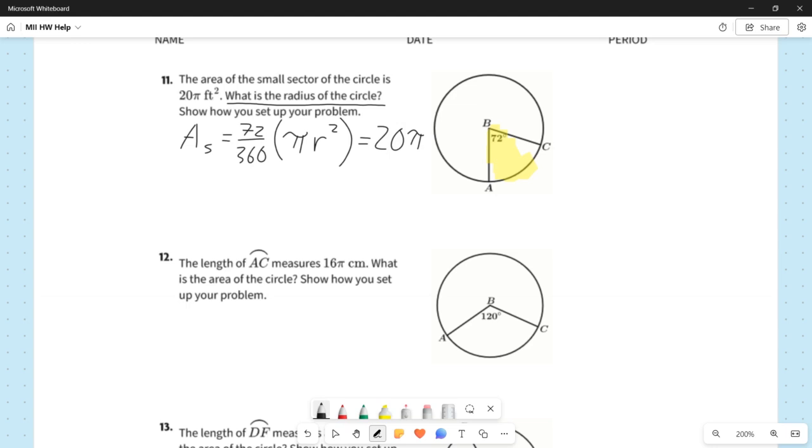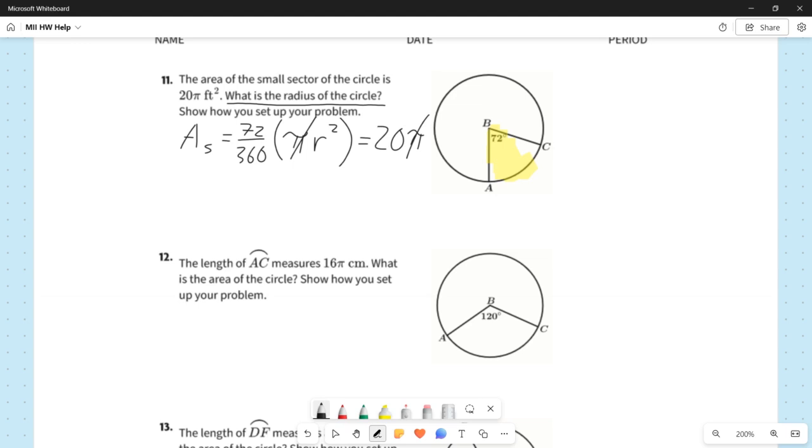Okay. So right off the bat, we have pi's on both sides, and so we can get rid of those. So the pi's go away because we're dividing by pi on both sides. So notice that on the left-hand side, we have 72 over 360. Well, if I want to get rid of 72 over 360, I can simply multiply by the reciprocal.